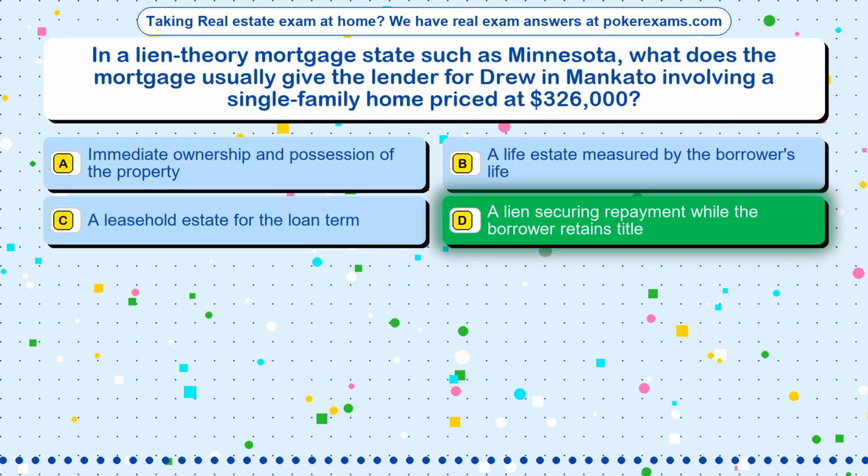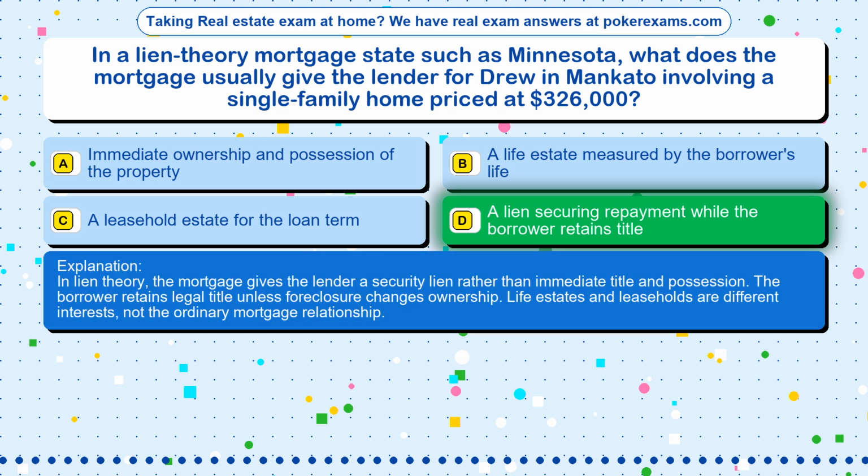The correct answer is option D. A lien securing repayment while the borrower retains title. In lien theory, the mortgage gives the lender a security lien rather than immediate title and possession. The borrower retains legal title unless foreclosure changes ownership. Life estates and leaseholds are different interests, not the ordinary mortgage relationship.